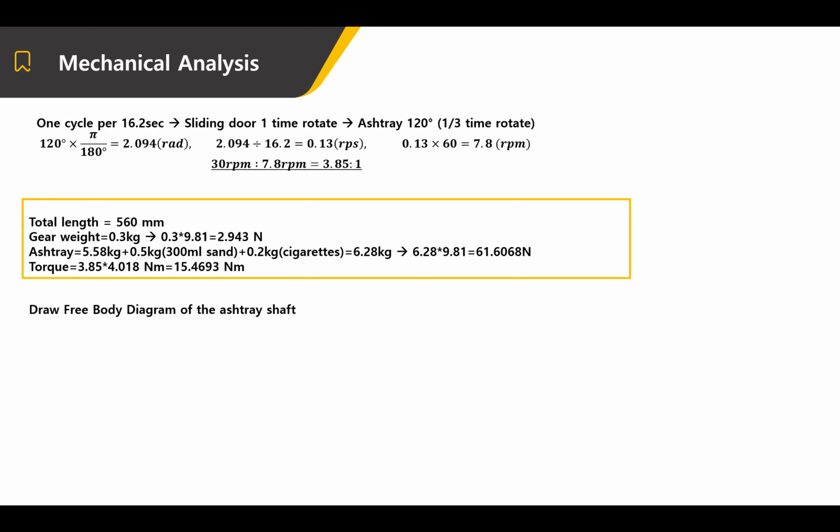We got the RPM of the shaft through the cycle time we got earlier. Because the motors and shafts have different RPM values, torque was obtained through the ratio of RPM values. The mass of the gear was 0.3 kg and the mass of the ashtray was set to 6.28 kg. And we're drawing a free body diagram.